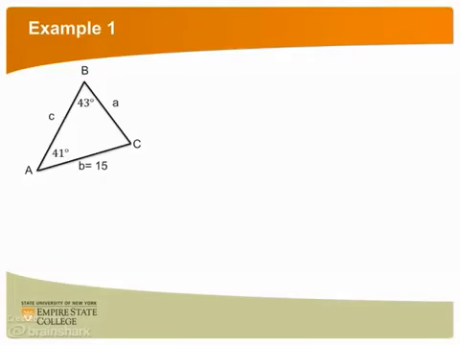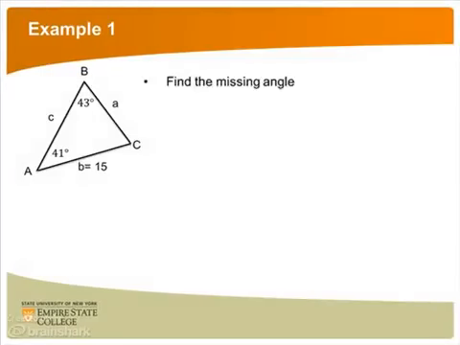Suppose we have the given triangle. We know that angle A is 41 degrees, angle B is 43 degrees, and the length of side AC, or little b, is 15. Note that we know the measures of two angles and the side that is not in between the two angles, which is the angle-angle-side setup. We need to find the measure of angle C and the lengths little a and little c. How do we proceed? First, we want to find the measure of the missing angle, angle C.